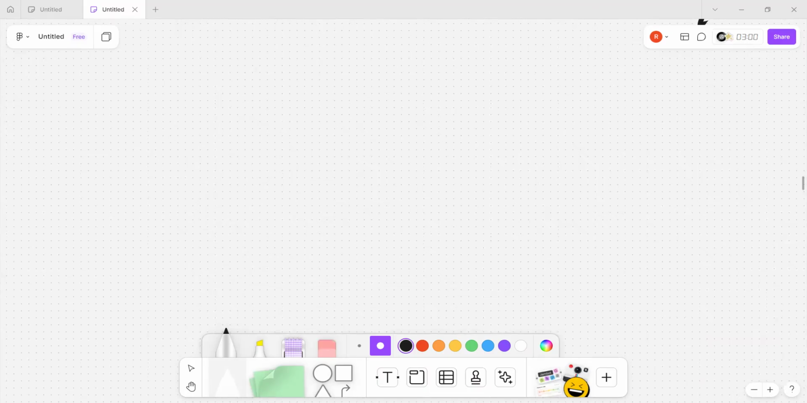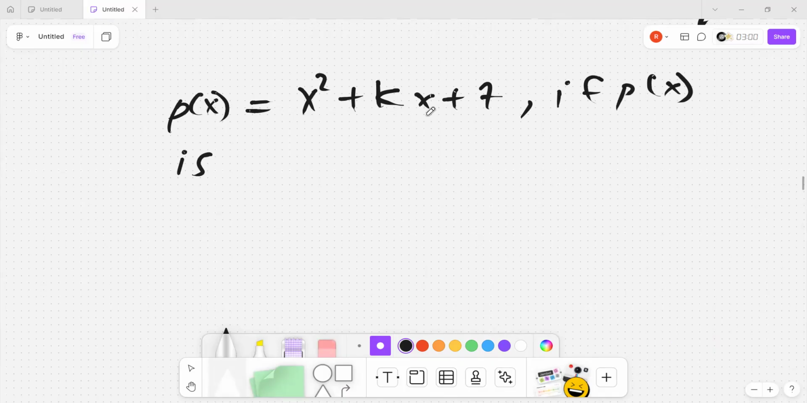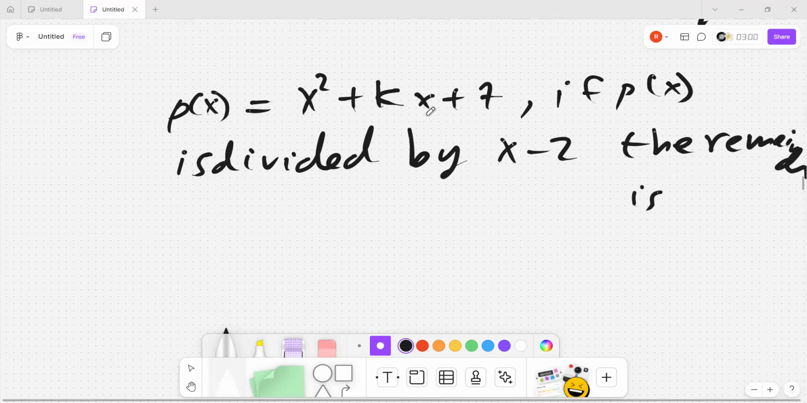Let's say y equals x squared plus kx plus 7, and let's say p of x. If p of x is divided by x minus 2, the remainder, let's say, is 3.